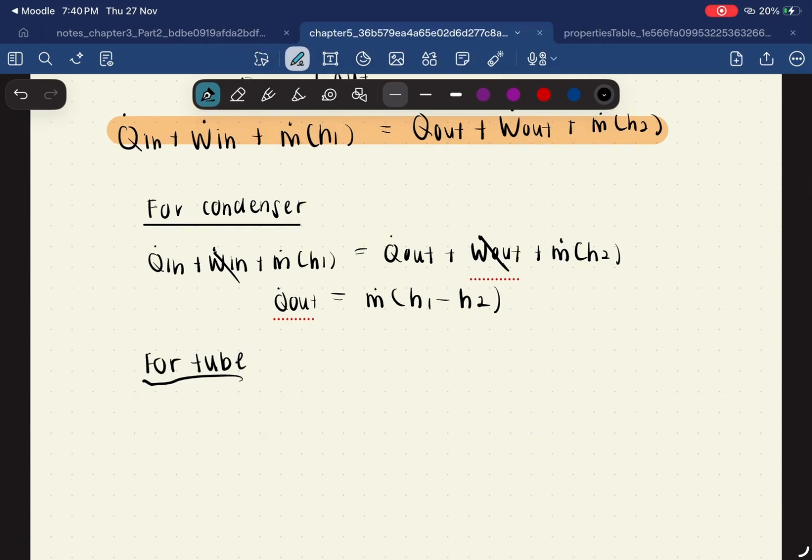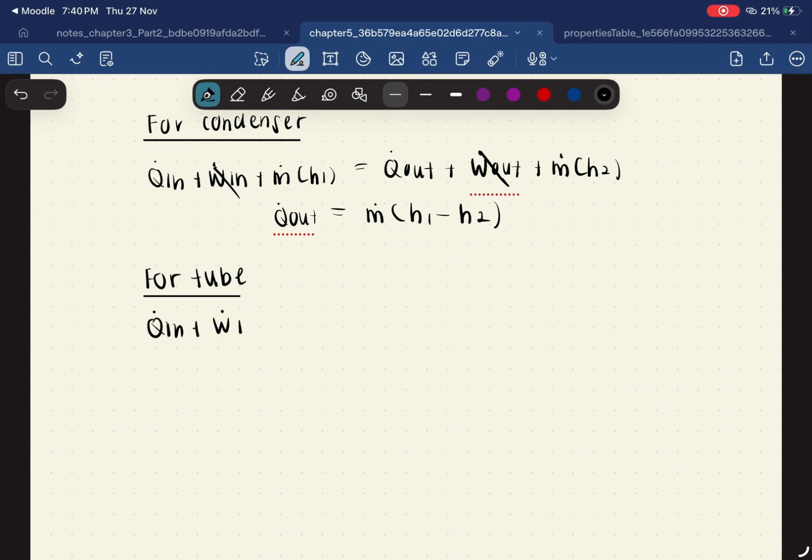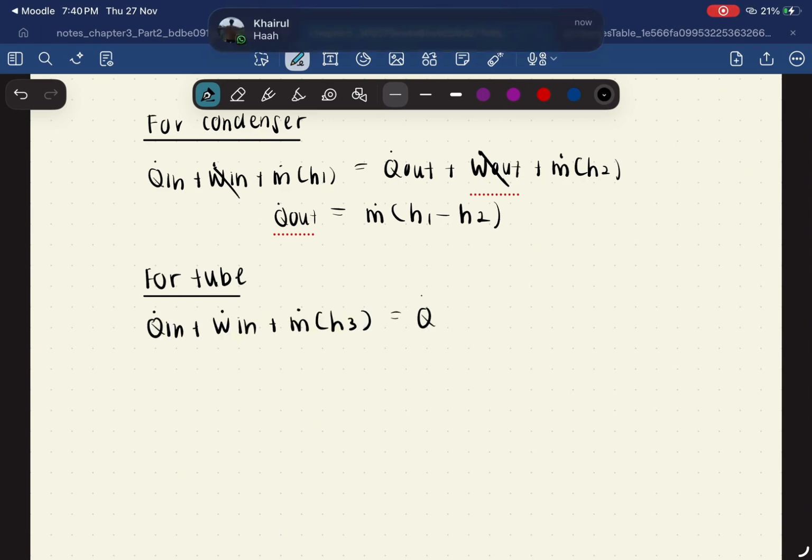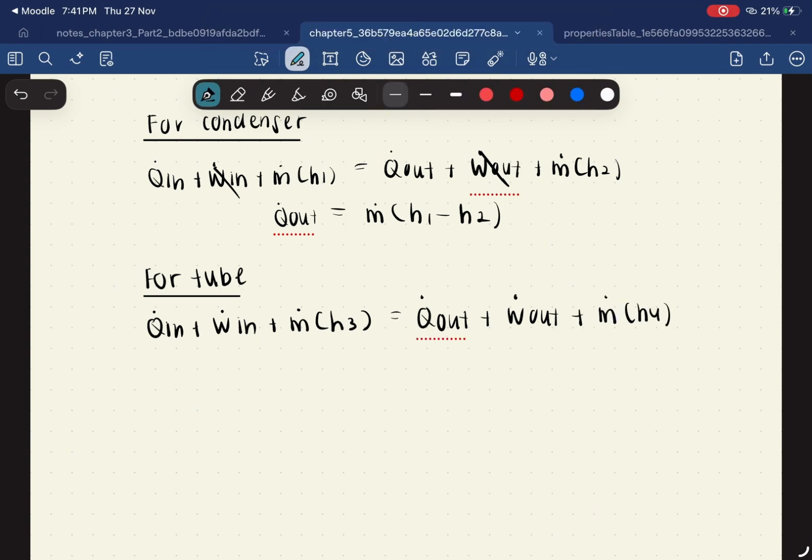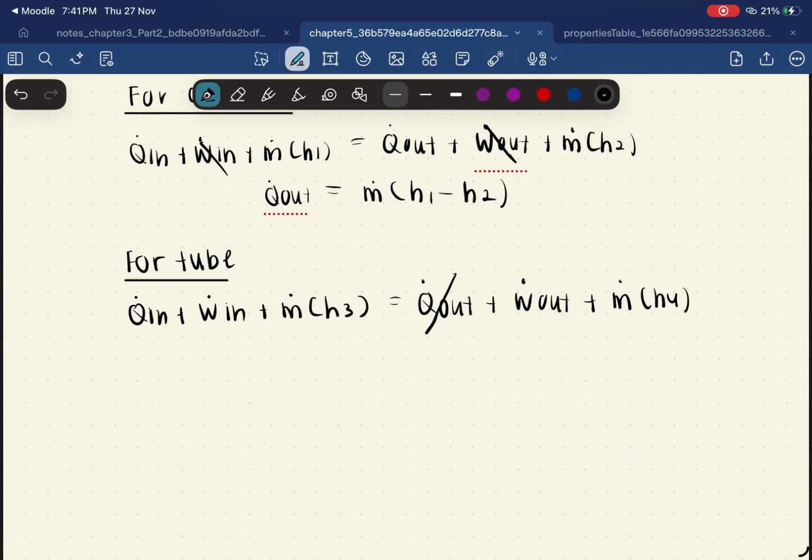Next, we will focus on the tube. Same as before, we will write the equations. Then we will cancel out the work, where there is no work done or work by. Also, we will cancel out the heat energy going outside because there is no energy going outside the system. Then we simplify the equation.